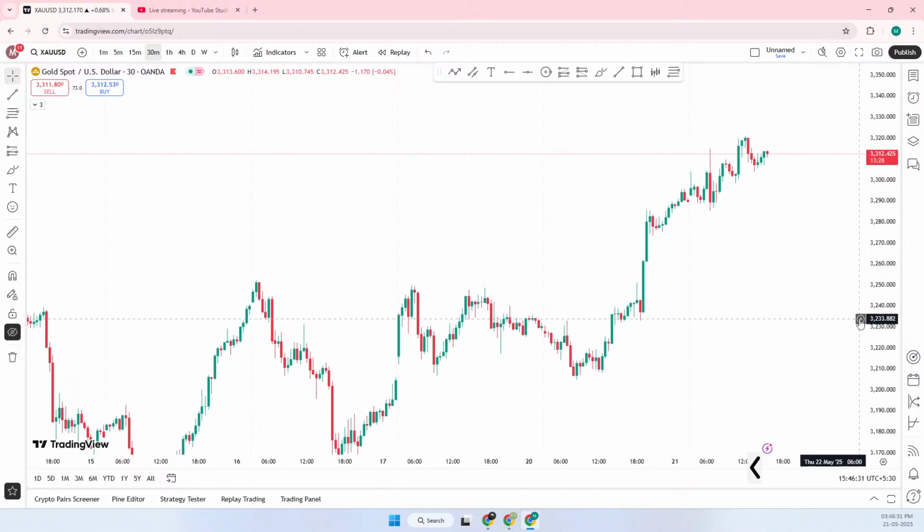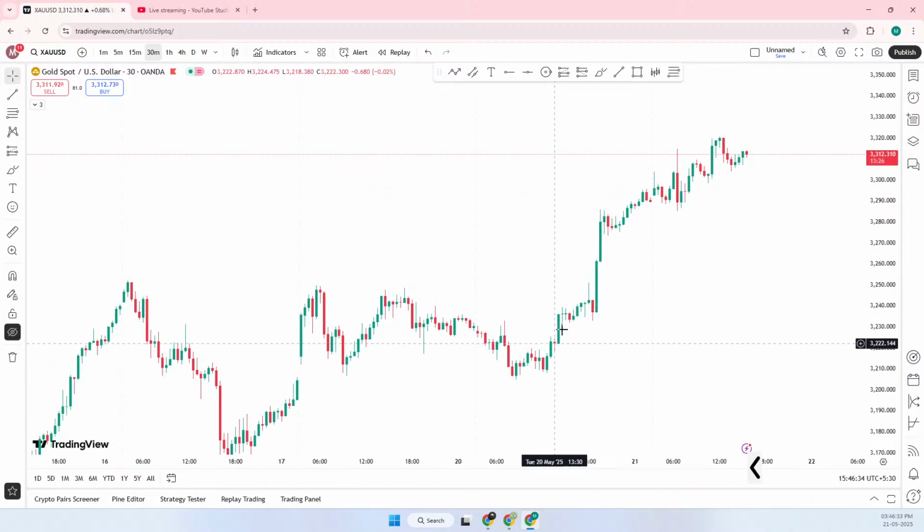Let's switch back to the 30-minute. Currently, you can see the market has given one movement, then consolidation, second movement, consolidation, and we can consider the whole as a 3-move pattern already done.